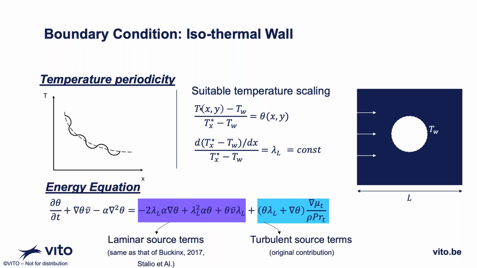In particular, if we replace in the energy equation the definition of theta according to Patankar and that of lambda L according to Bookings, we obtain the energy equation reported in the slide, where we can see on the right-hand side a source term that consists of essentially two contributions. The formulation depends on the flow regime. In particular, the terms highlighted in purple were already derived by other authors in the literature and are valid for the laminar regime. The terms in the bluish box are those that have to be added to the energy equation when we are in the turbulent regime.